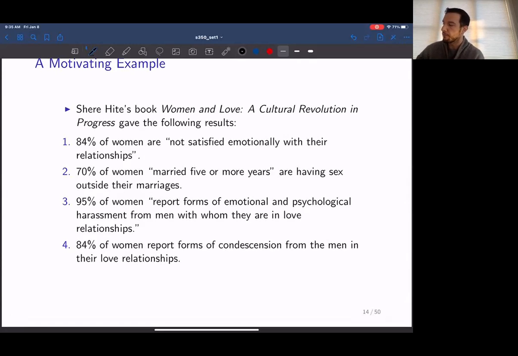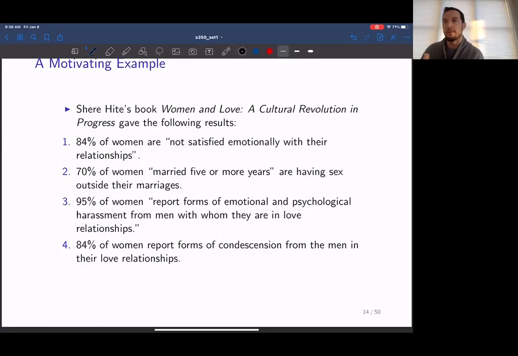95% of women report forms of emotional and psychological harassment from men with whom they are in loving relationships. And then 84% of women report forms of condescension from the men they're in relationships with. Okay, so we have these 4 different statistics that came out of the survey.